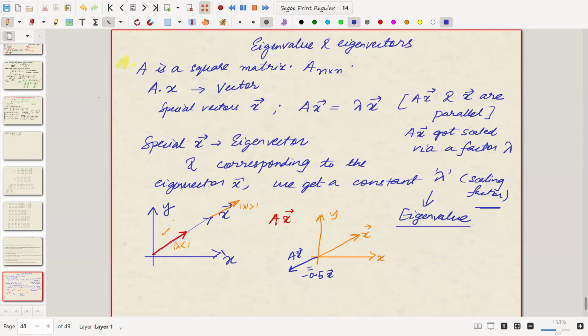The first case is a very simple case, but in the second case I drew here, Ax was anti-parallel to x. The angle between them is 180 degrees. Why did it happen? Because you multiplied with a negative quantity, minus 0.5. So that minus 0.5 is known as the eigenvalue through which it got scaled. Okay, fine. All right.